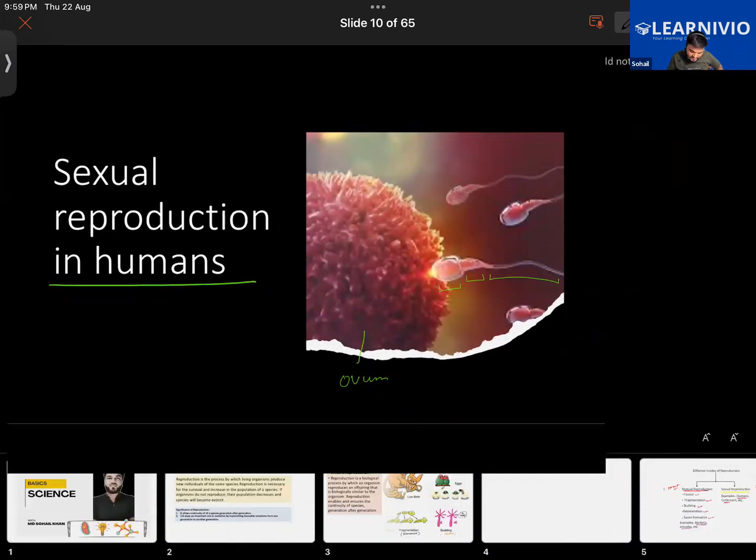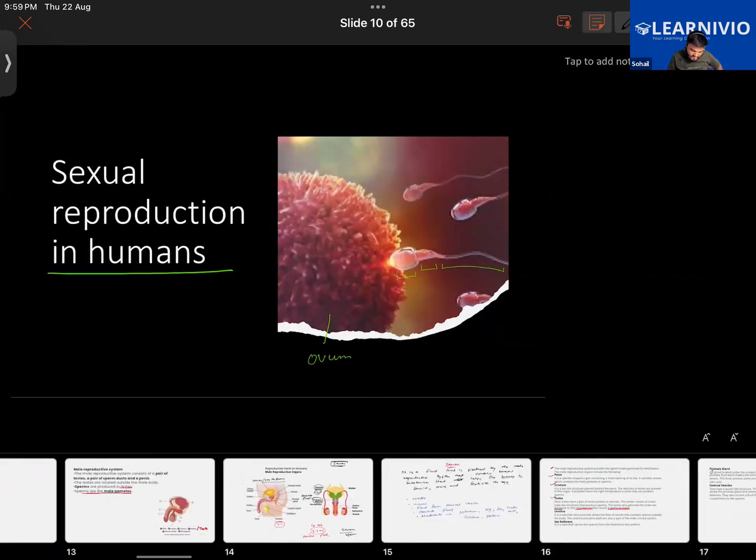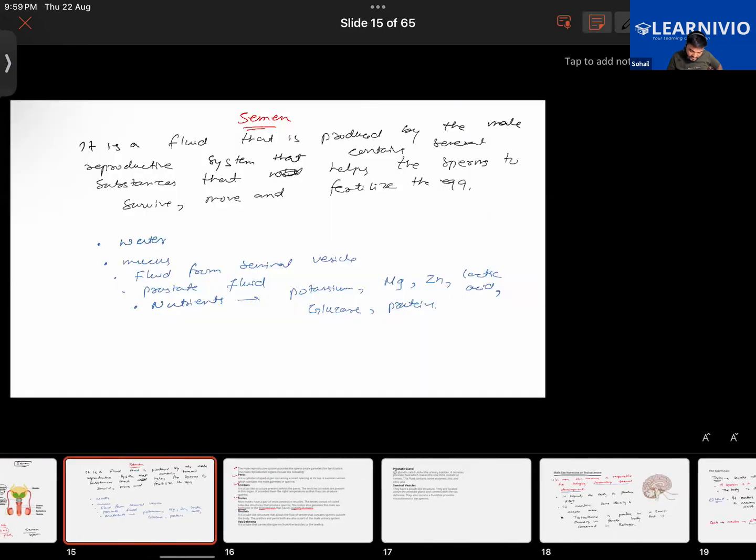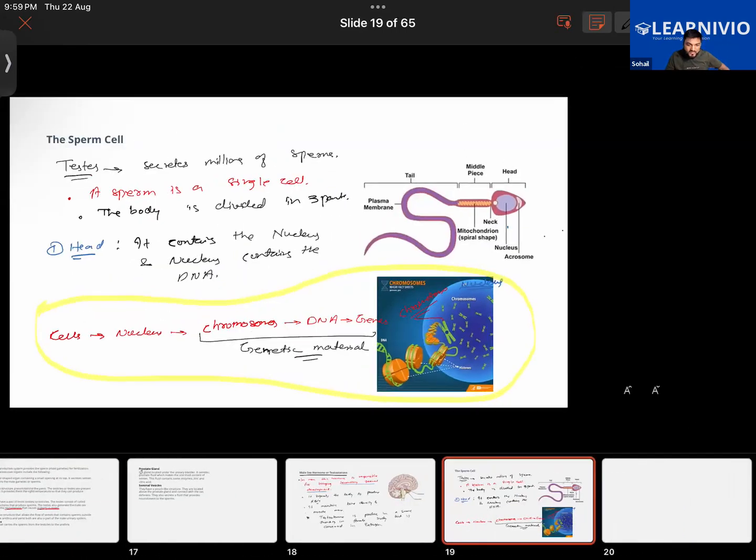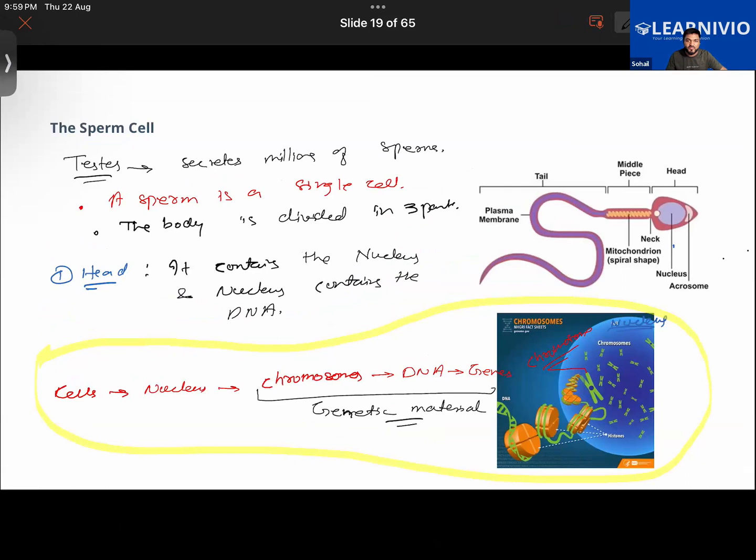If anyone happens to have any doubt in the structure of the sperm, please do let me know. Get your doubts cleared. Don't leave it for some other time. Otherwise, you would be getting confused.